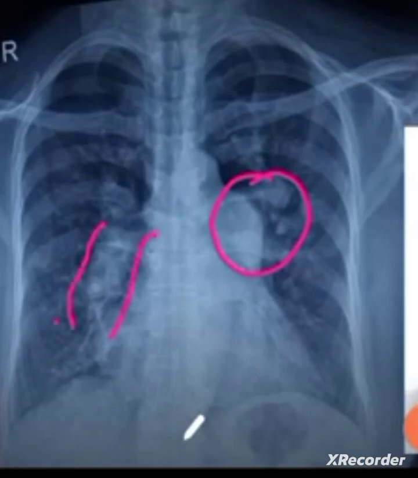This is called pulmonary arterial hypertension. This is a case of pulmonary hypertension, pulmonary arterial hypertension. The pulmonary trunk is dilated, and the descending pulmonary artery on the right side is dilated. So if you see the pulmonary bay sign, it means pulmonary arterial hypertension.